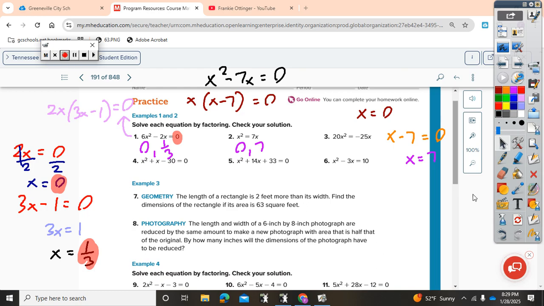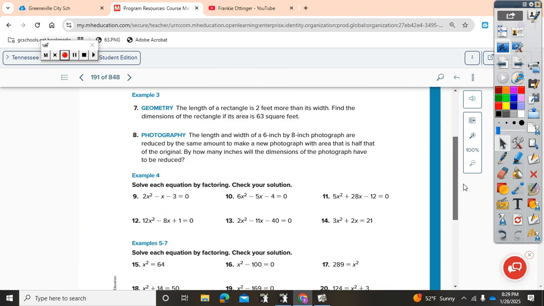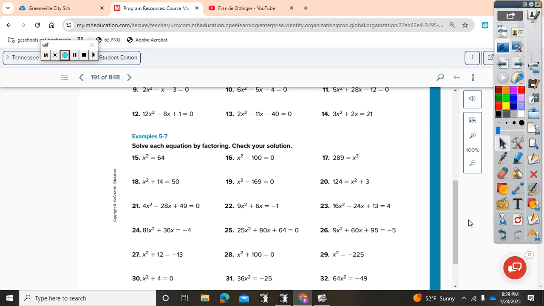Now your other 2 term is a little bit different. It's not a GCF problem. You can see them in problems like 15 and 16. So same kind of thing when we're doing 15 and 16, but we got to make them equal 0. So x squared minus 64 equals 0. Number 16 is already. These are called difference of squares.